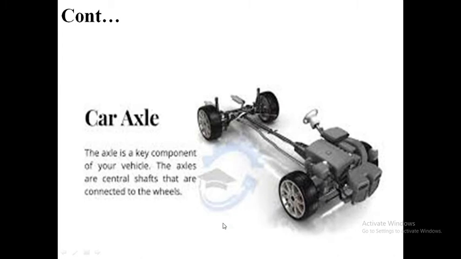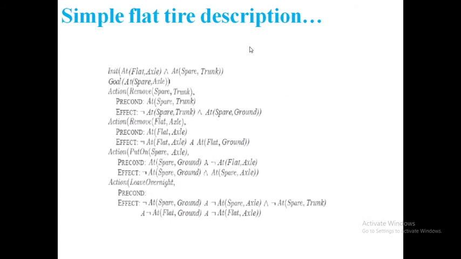Okay, so we have to remove either front or back. He didn't mention anything. It is the front or back tire that has a problem. So we have to remove the flat tire, meaning without any air in it, and place our spare tire on the axle. So, a simple flat tire description.